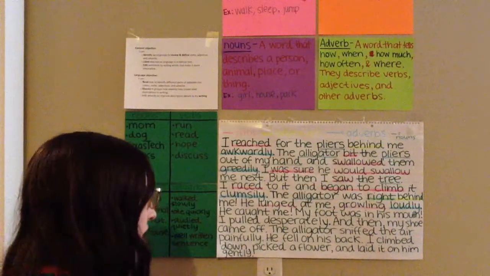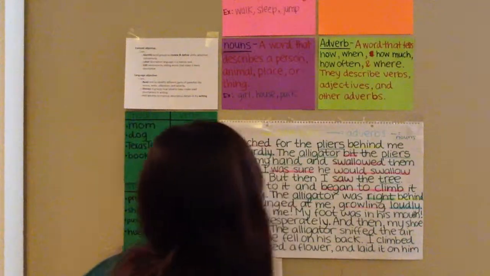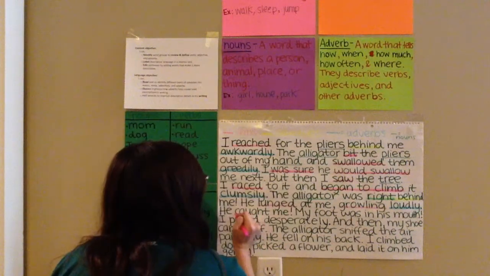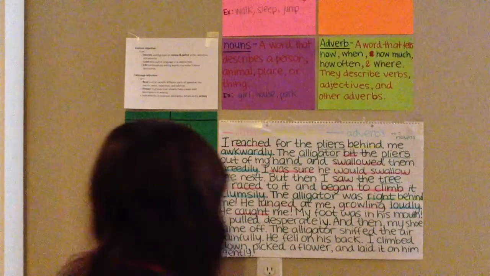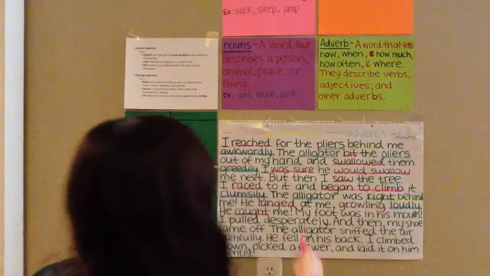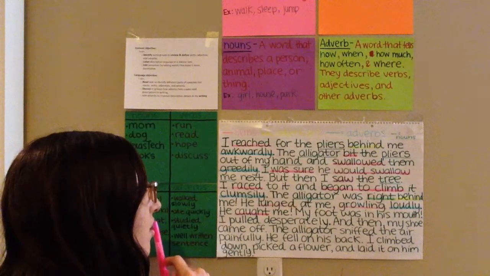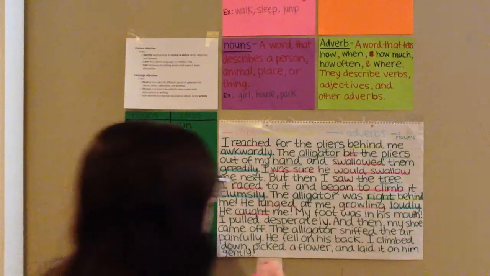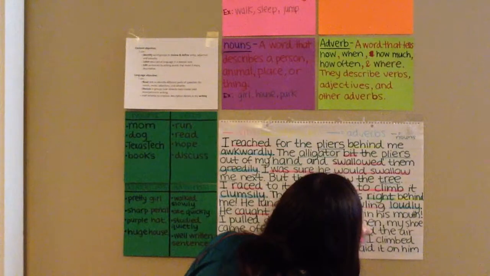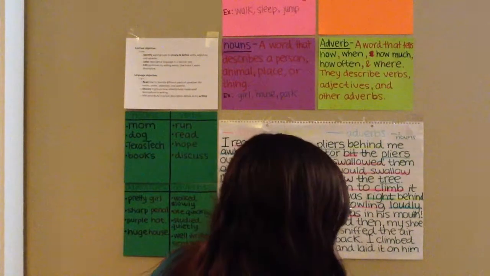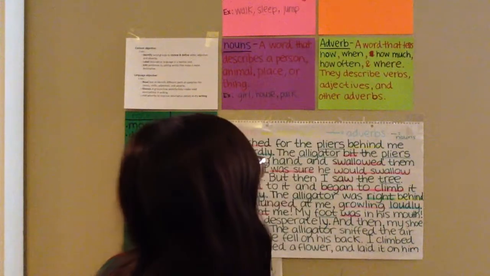He caught me. So what do you see in the sentence? Okay, good. I heard a verb, and the verb is, right, caught. Okay, and this is a short sentence, so it doesn't look like we have much to look for. Let's look for verbs in the next sentence. My foot was in his mouth. Okay, good. Was is the verb in this sentence. Okay, good. I heard somebody say that foot is a noun.